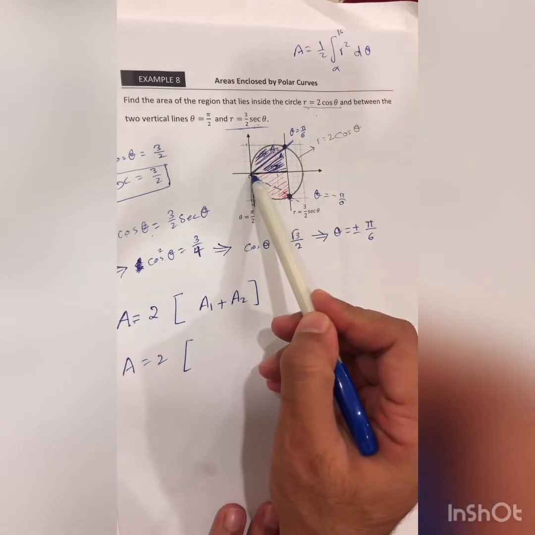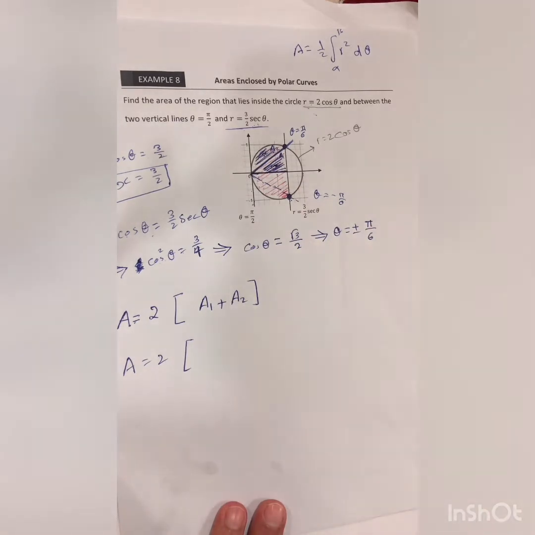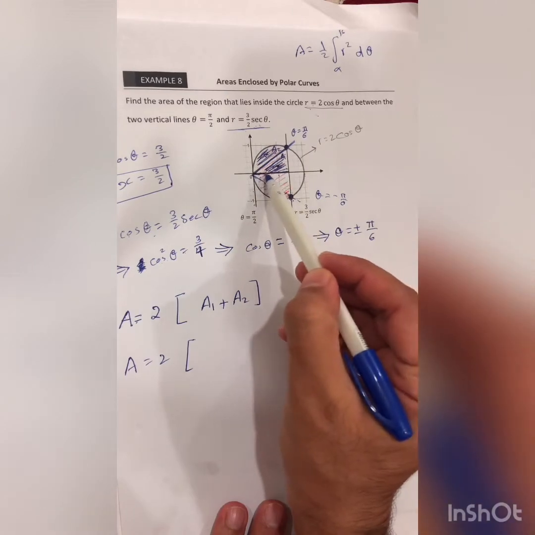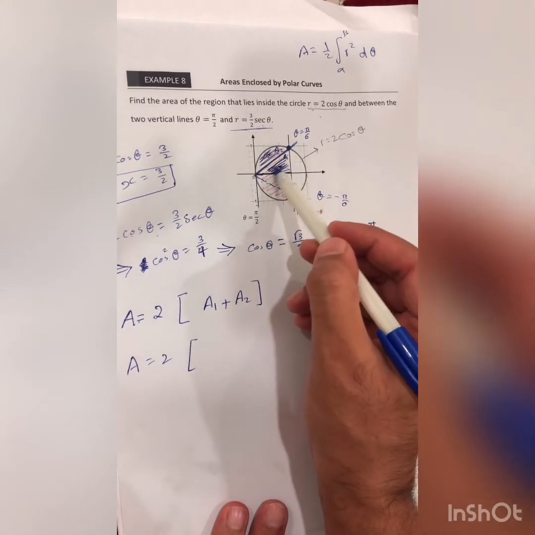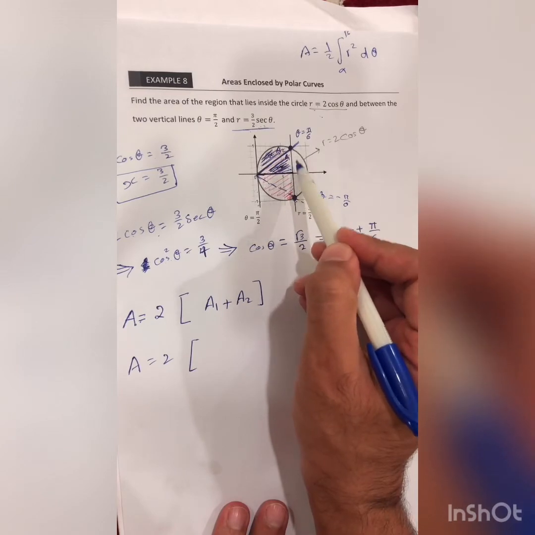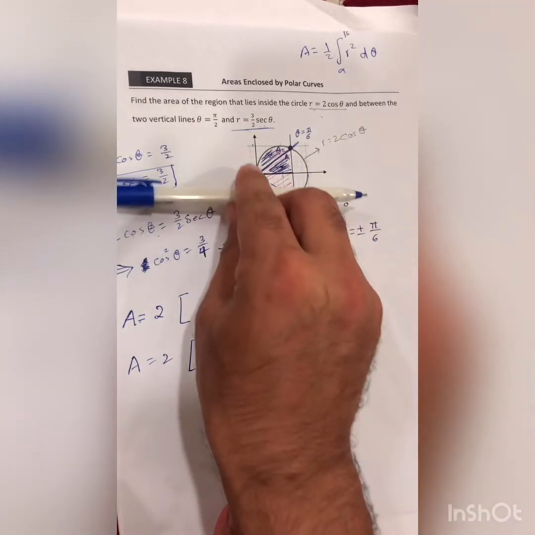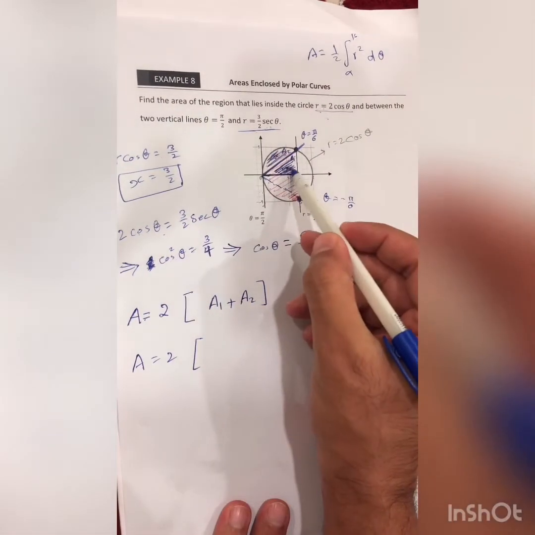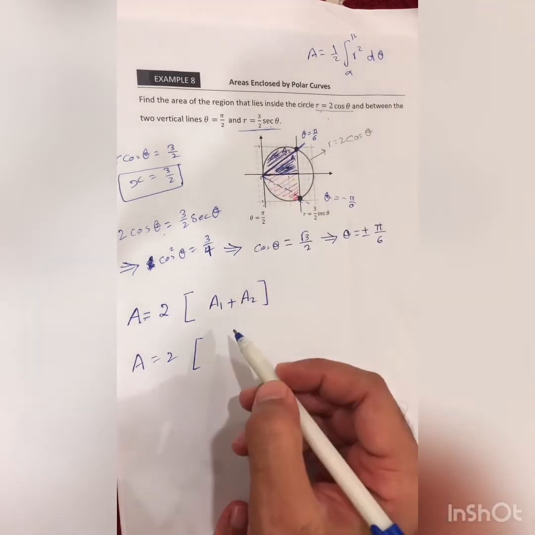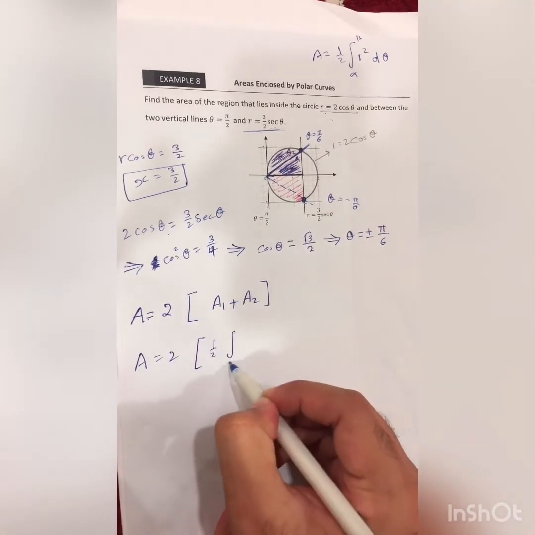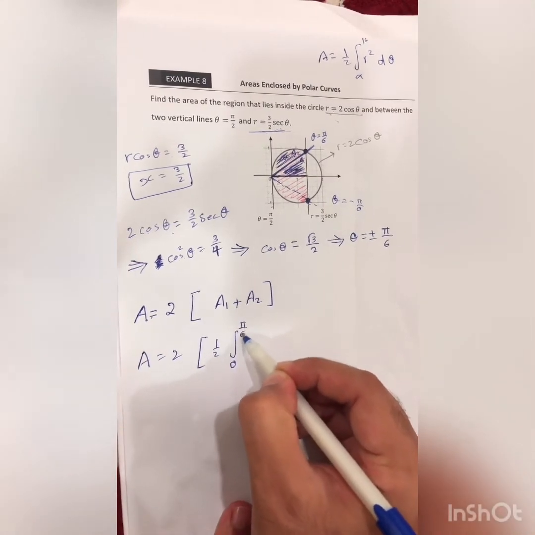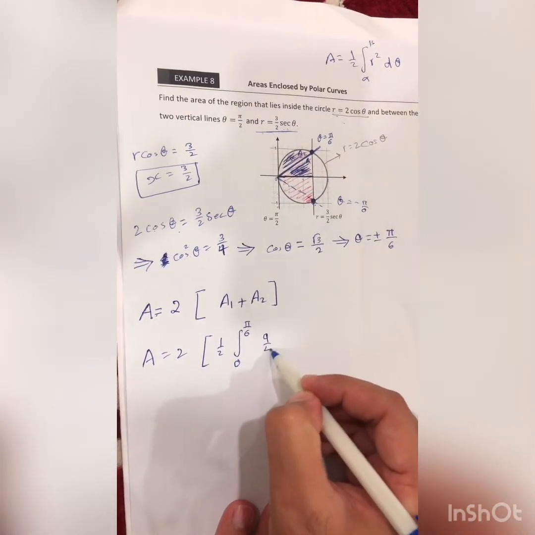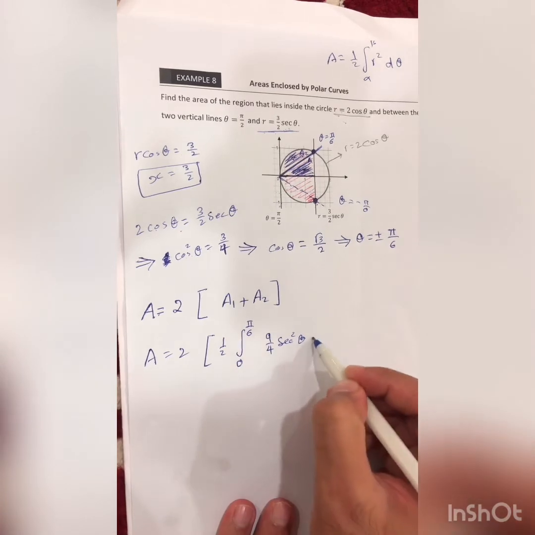If you calculate this area from theta equals 0 to theta equals pi/6, you're going to get A1, the area under this polar curve 3/2 secant theta. Since if you go from 0 to pi/6, you're going to sweep out this area A1. So it is 1/2 integral from 0 to pi/6 of r squared, but r is 3/2 secant theta, so 9/4 secant squared theta d theta.